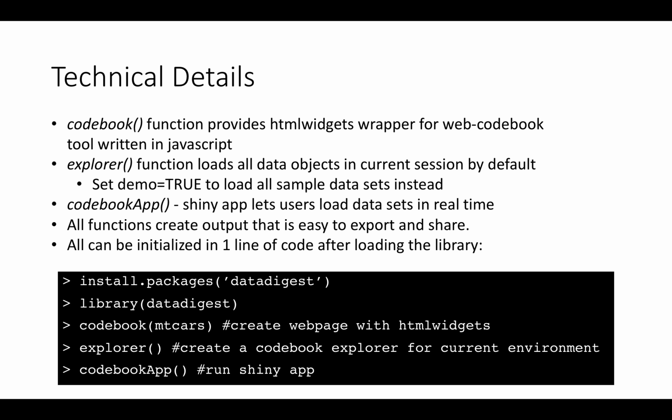A few technical details. There's a codebook function that wraps up the web codebook tool using HTML widgets, which is an amazing tool. Love HTML widgets. Then there's an Explorer function that lets you load codebooks for multiple files. There are apps for both of those functions. And then, of course, since we're in the beautiful RStudio infrastructure, everything can easily be shared and exported and added to R Markdown and all sorts of cool stuff. And typically, as we showed in the demo, this can be initialized with 1 or 2 lines of code after loading the library. And that's all I've got for today.